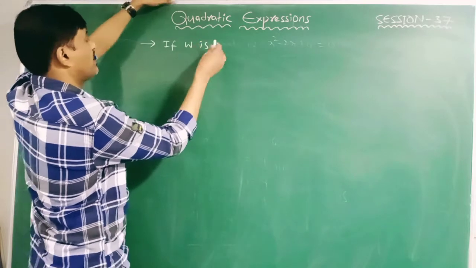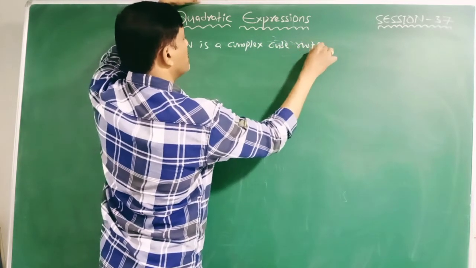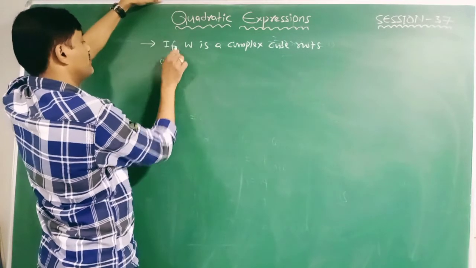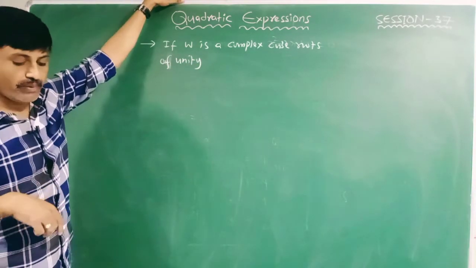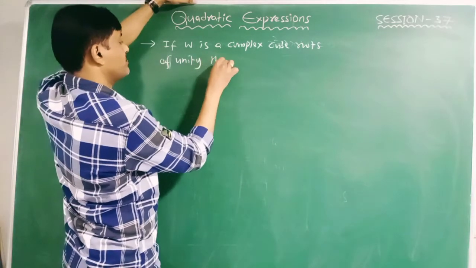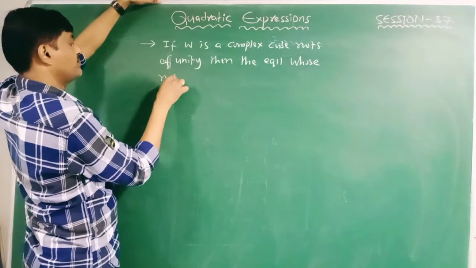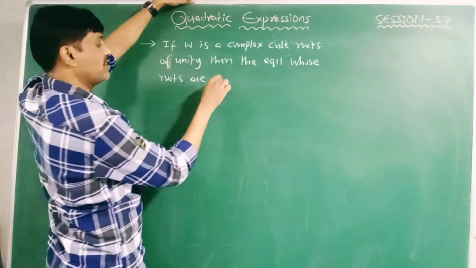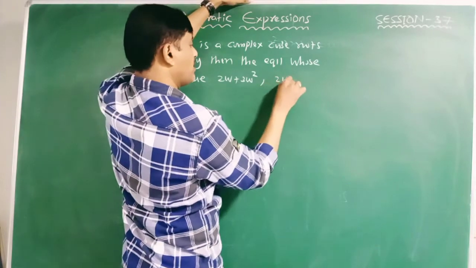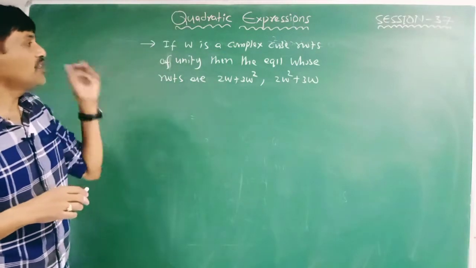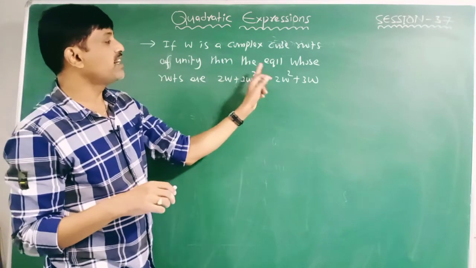If omega is a complex cube root of unity, then find the equation whose roots are 2 omega plus 3 omega square, and 2 omega square plus 3 omega.